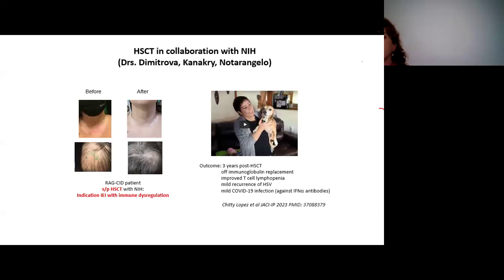So eventually the patient was transplanted with the help of Dr. Notarangelo, Lyudmila Dimitrova, and Jennifer Conakry at the NIH on their protocol. And you can see that a year or two after her transplant, her vitiligo was slowly resolving, her alopecia was getting better. But most importantly, she became completely asymptomatic, came off immunoglobulins, had improved T cell lymphopenia, and very mild recurrence of the herpes infections. And then she experienced a mild COVID-19 infection after transplant despite the fact that she had interferon alpha antibodies.